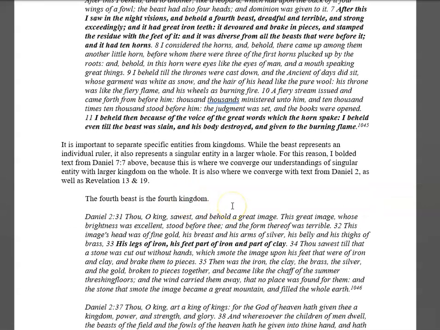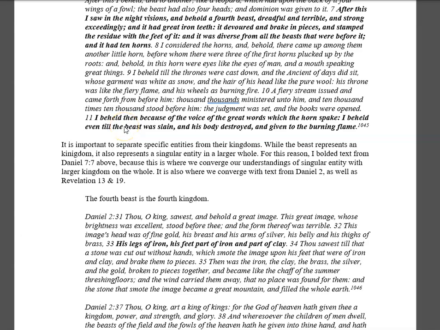It is important to separate specific entities from kingdoms. While the beast represents an individual ruler, it also represents a singular entity in a larger whole. Sorry, I misstated that, so I'll read it again. It's important to separate specific entities from their kingdom. So while the beast represents a kingdom, it also represents a singular entity in a larger whole.